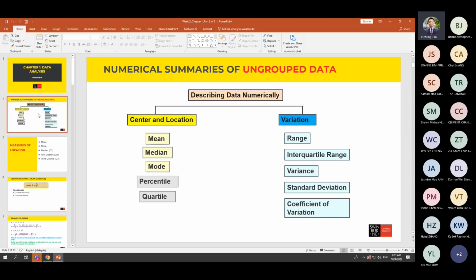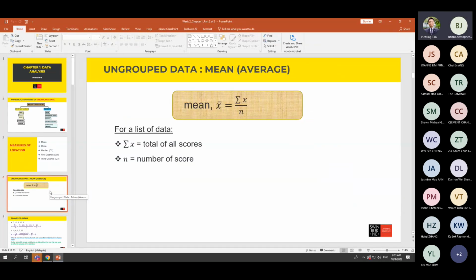For locality measurement, we can use mean, mode, median, centile, quartile. Location means we can only measure the location of the value at a certain point, in one point only. So we call it locality measurement. So these are the measurements that we are going to study today. We are going to apply them to ungrouped data. Okay, so let us start. We'll start with the first measurement, which is mean.